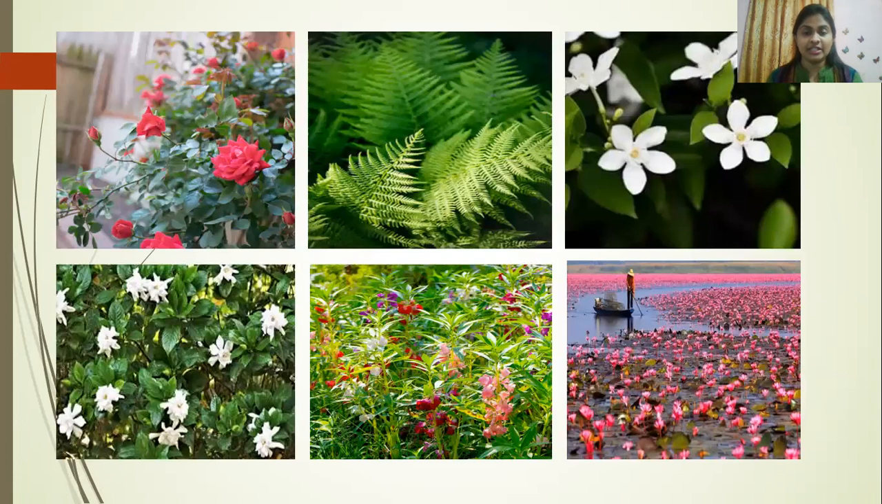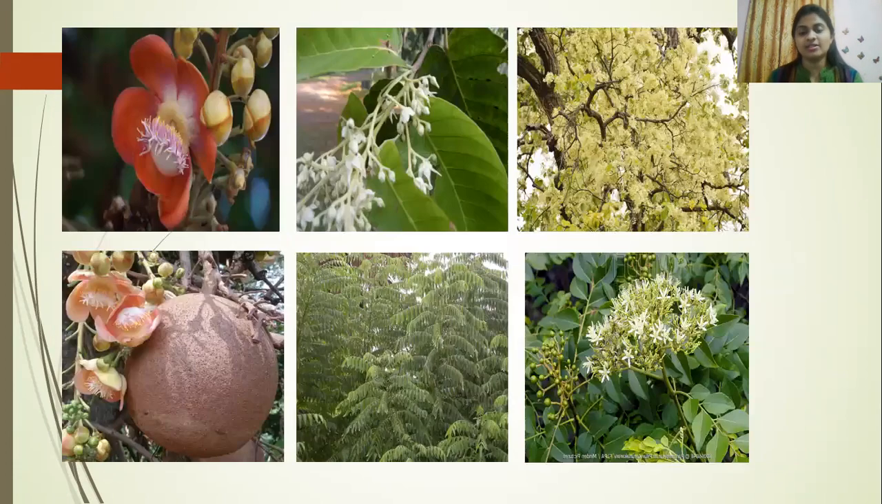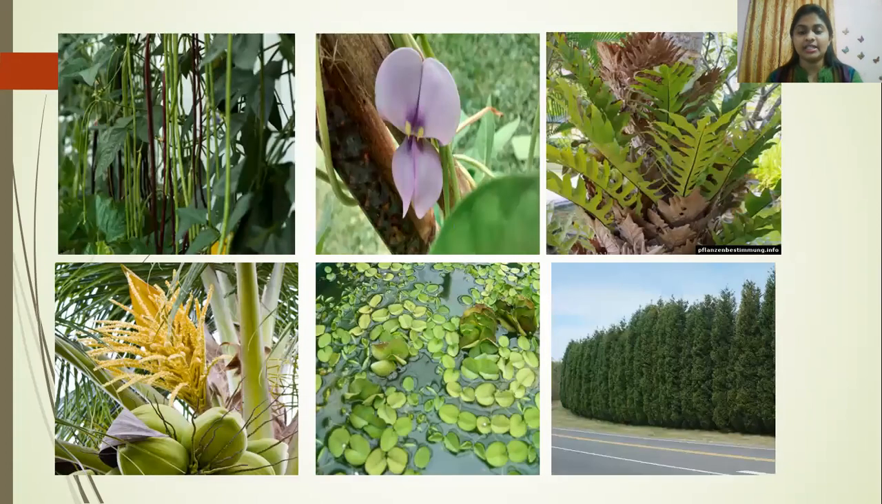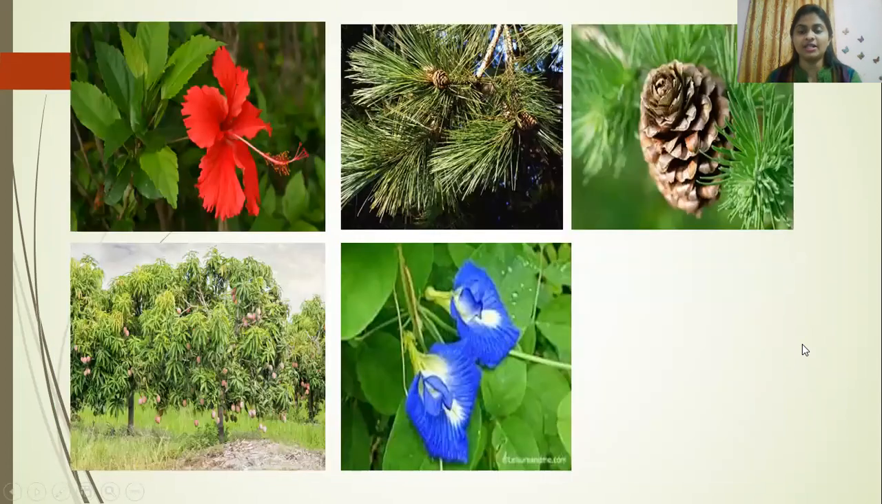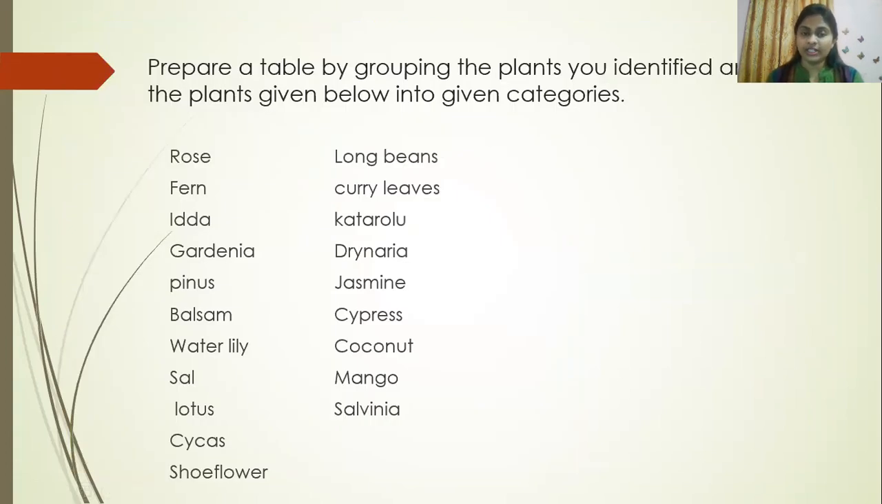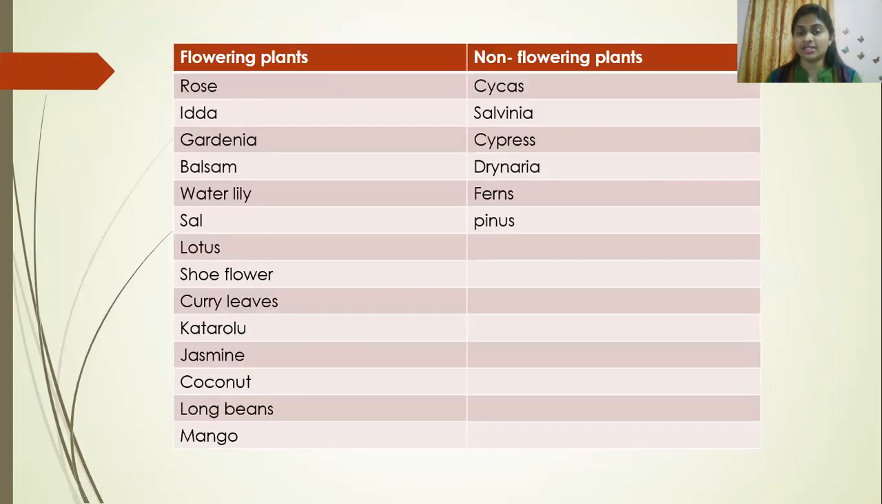Then we learned that out of these, fern is the only non-flowering plant, and these are all flowering plants. And here out of these, Dryopteris, Salvinia and Cypress were the only non-flowering plants. And here Pinus is also a non-flowering plant, and the other three are flowering plants. Then we categorized all these plants as flowering and non-flowering like this. Hope you got all of them correctly.